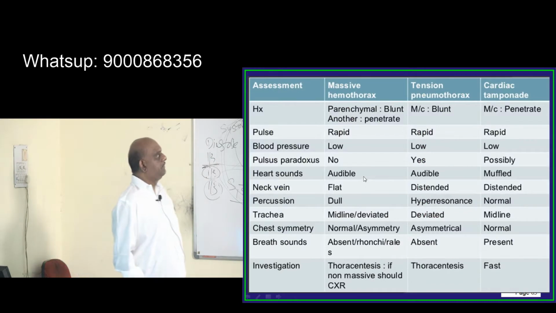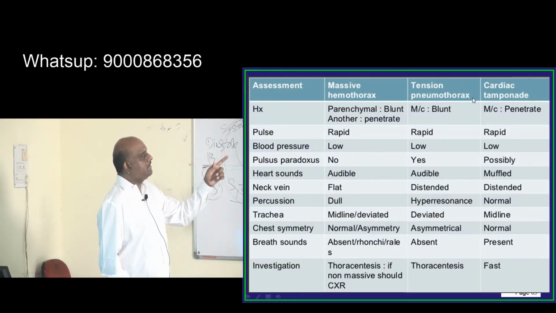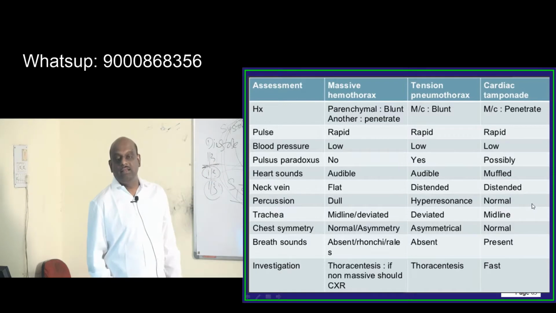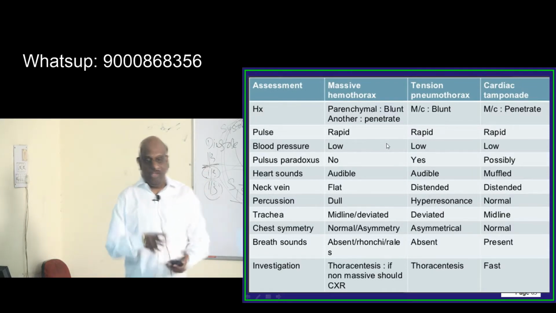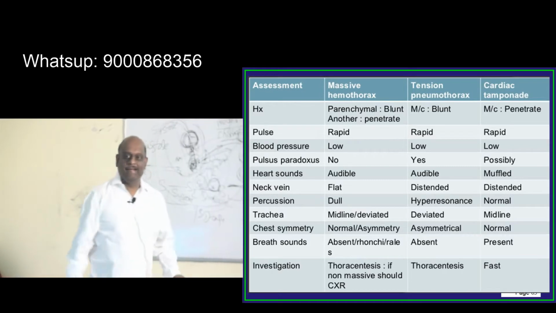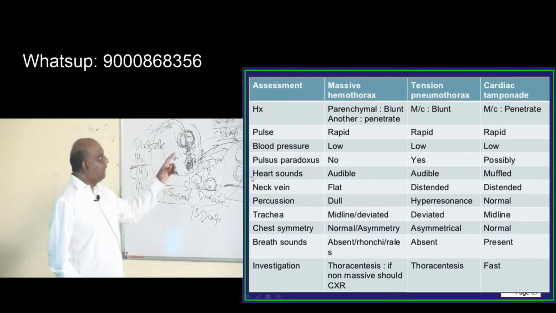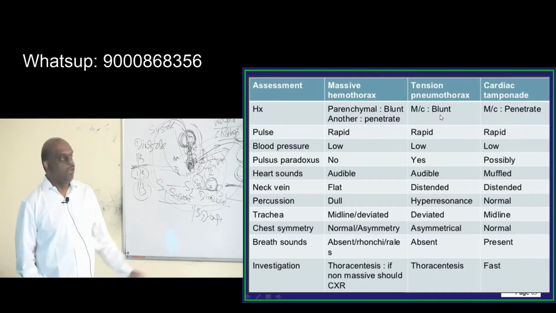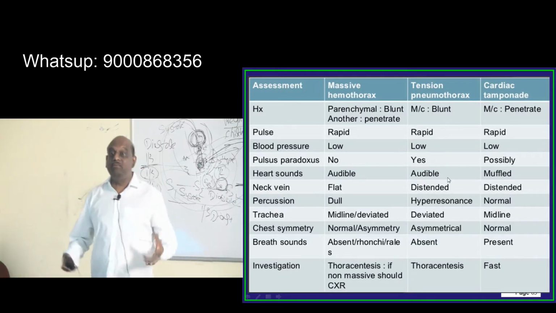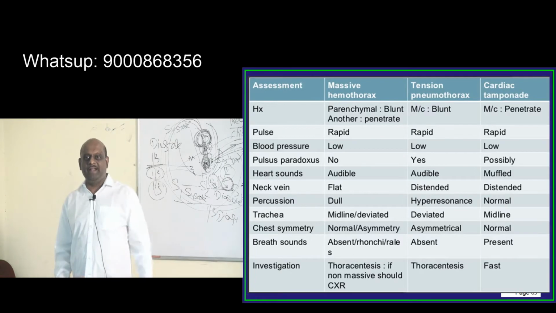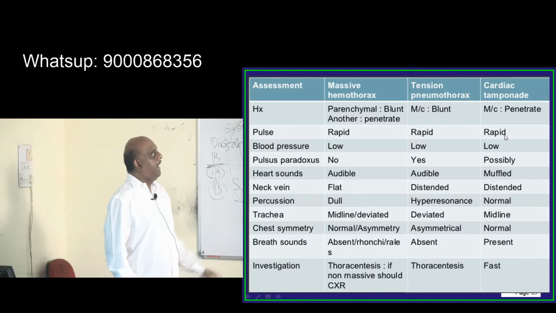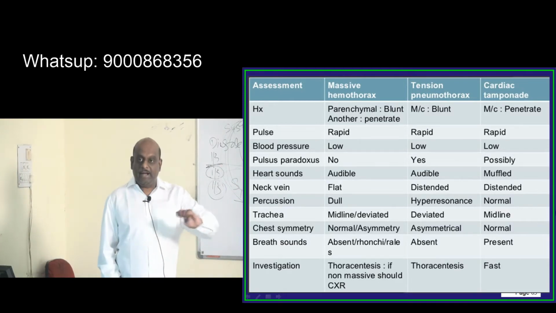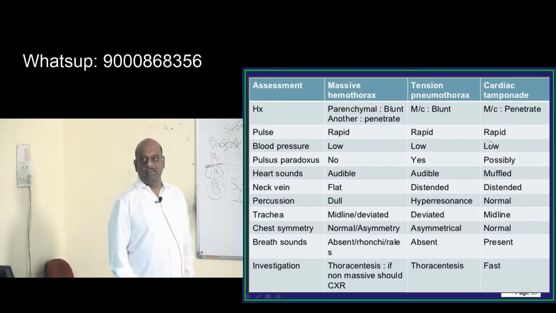Now the question is, a tension pneumothorax, cardiac tamponade, massive hemothorax. How do you differentiate? First, history. कोई चाकू लेके stab किया, chances of hemothorax are very high. Then somebody had a blunt injury, something came and hit, not a penetrating one, then tension pneumothorax is high. And a penetrating injury is more likely to get into the heart and lead to cardiac tamponade.